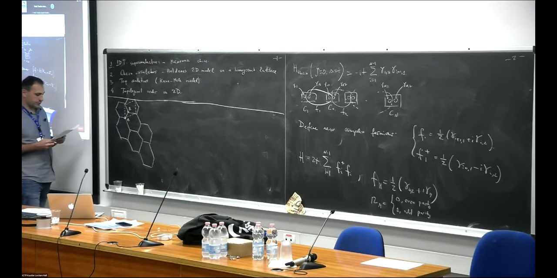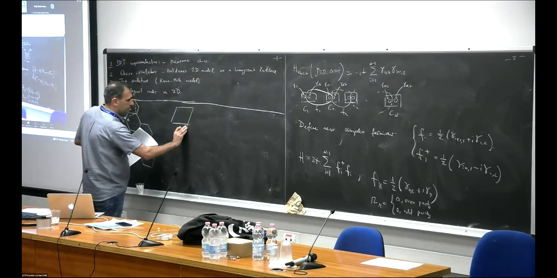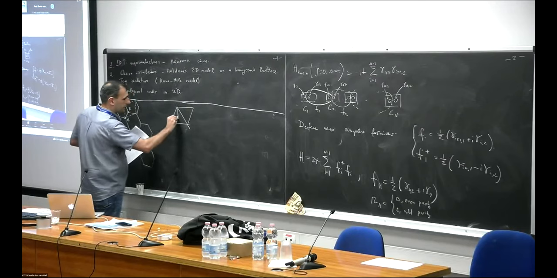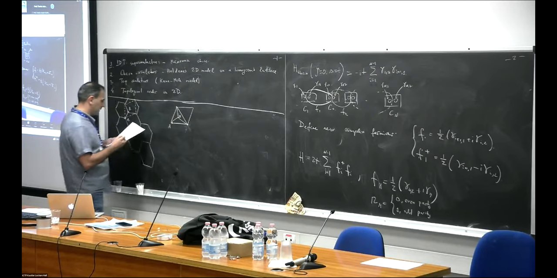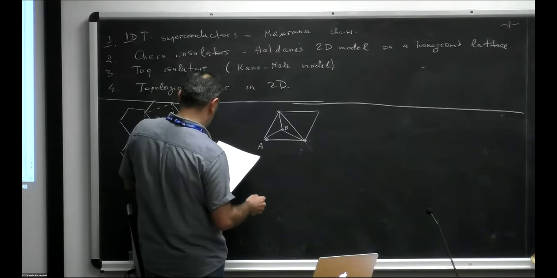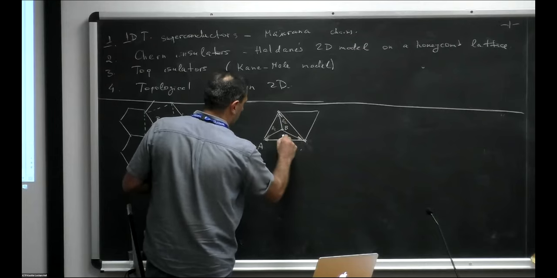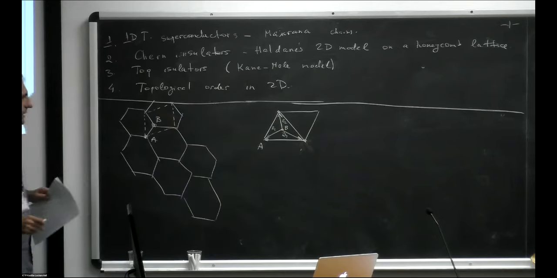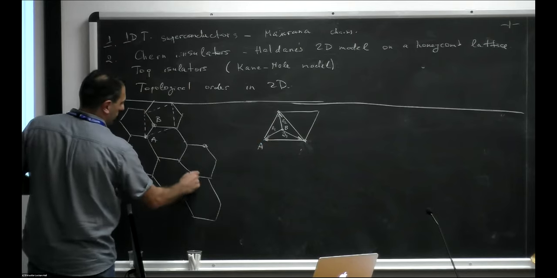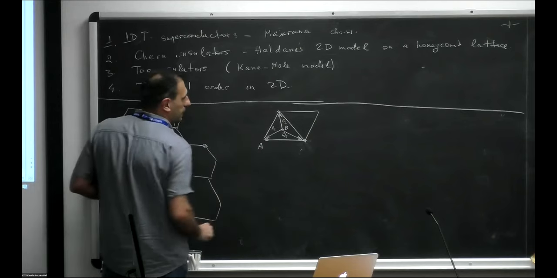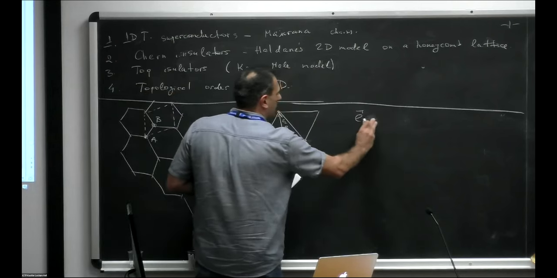And because of this structure, let me draw it again. So this is the unit cell with two sites, A and B. And I can introduce lattice vectors. Let's call them E1, E2, and E3. All coordinates of each other site can be found using these lattice vectors E1, E2, and E3. Their sum is equal to zero. They are not independent.